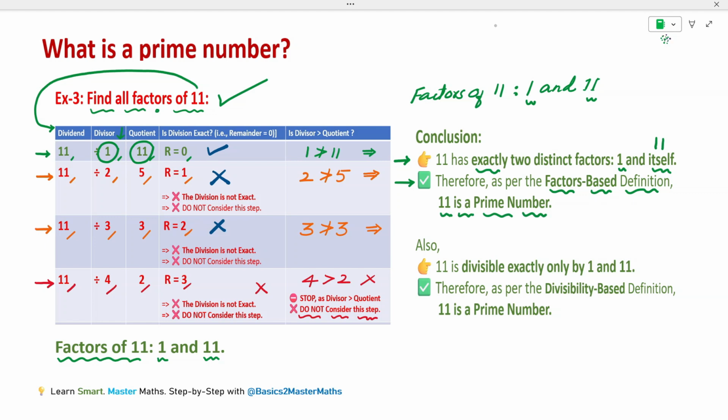Also, 11 is divisible exactly only by 1 and itself. Therefore, as per the divisibility based definition, 11 is a prime number. Got it?